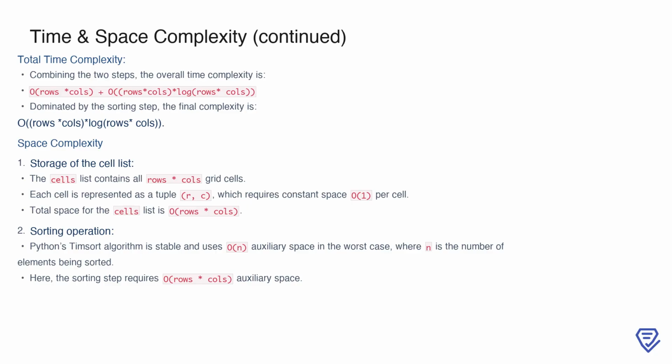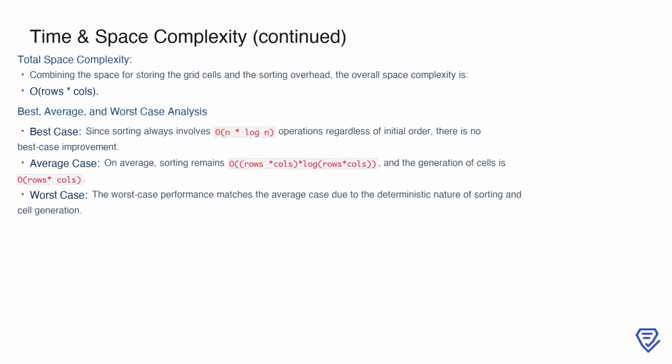Therefore, both storing the grid cells and the sorting overhead contribute to the total space complexity. By combining the space required for storing the grid cells and the auxiliary space used during sorting, the total space complexity of the solution is O(rows * cols).